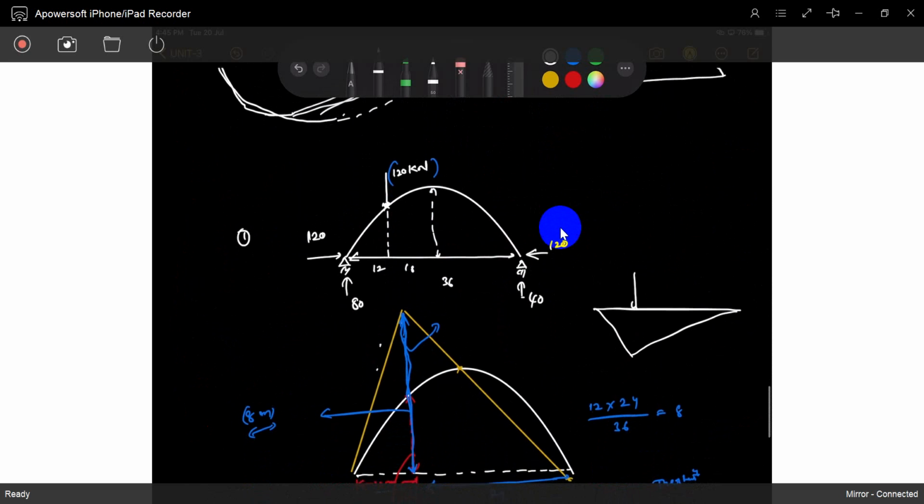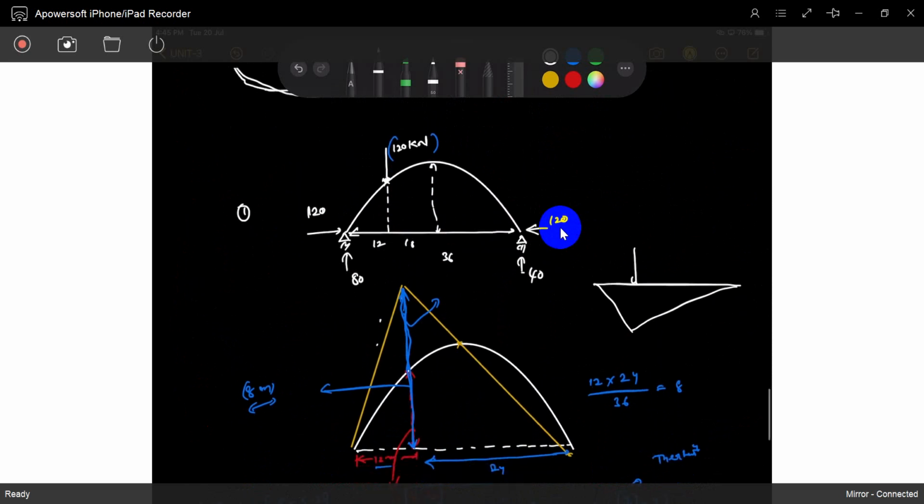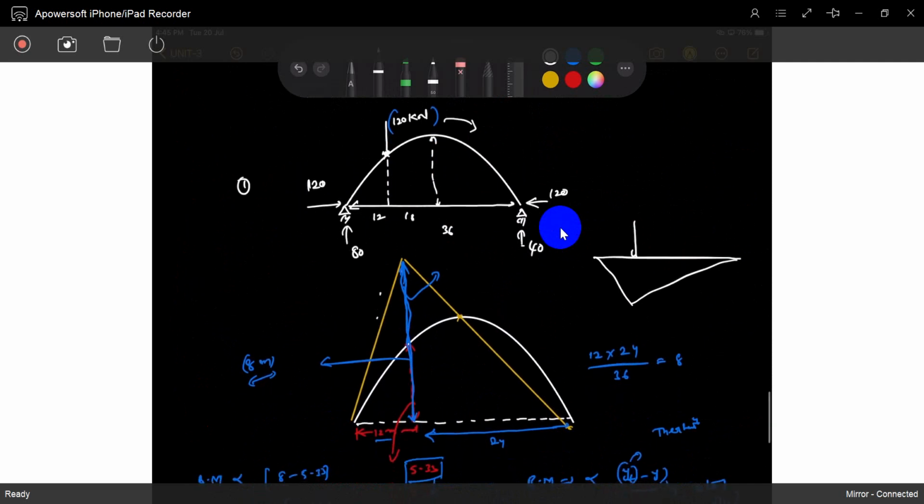That is the question. You have just taken one unit load. That is the theoretical arch. Just taking one unit, you will get the shape. Sir, what is the effect? Sir, if 120 or 60 or any other value is applied, is it the same? No. If you apply a different value, the horizontal reaction changes. The effect goes to the horizontal reaction.